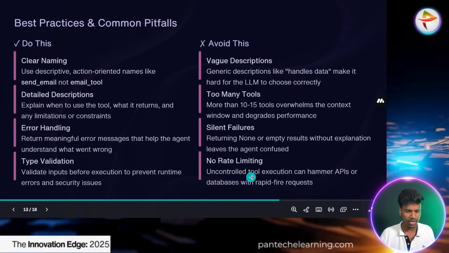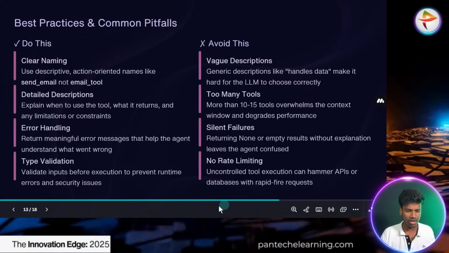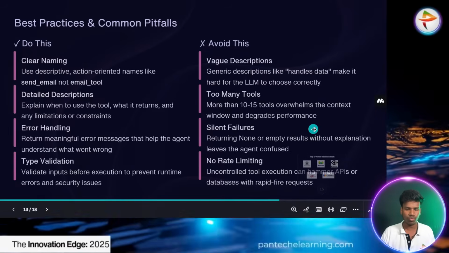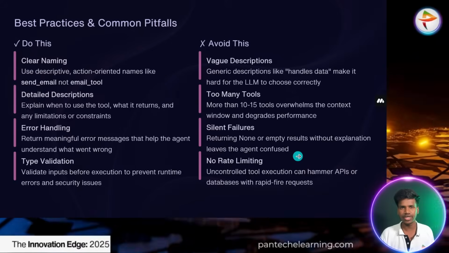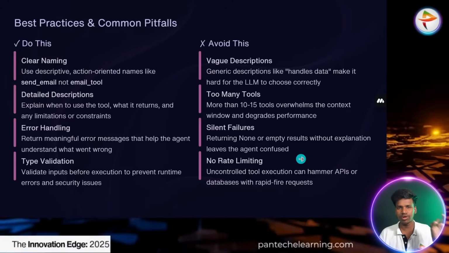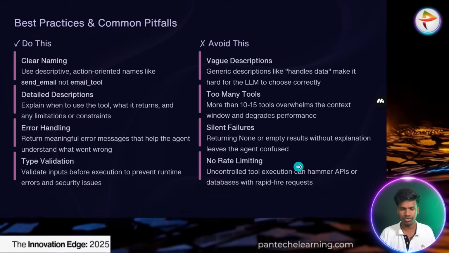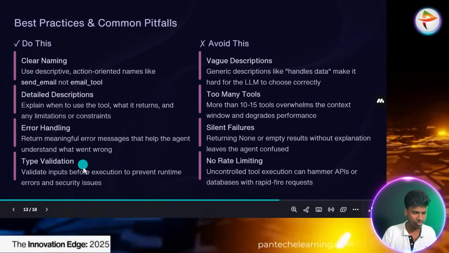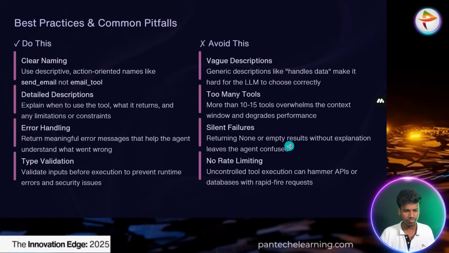No rate limiting: uncontrolled tool execution can hammer the APIs or database with rapid-fire requests. So these are limitations. If there are any request limitations or upgrades, we can check them based on the requirement and use that particular tool. These are all things we have to properly notice and avoid.